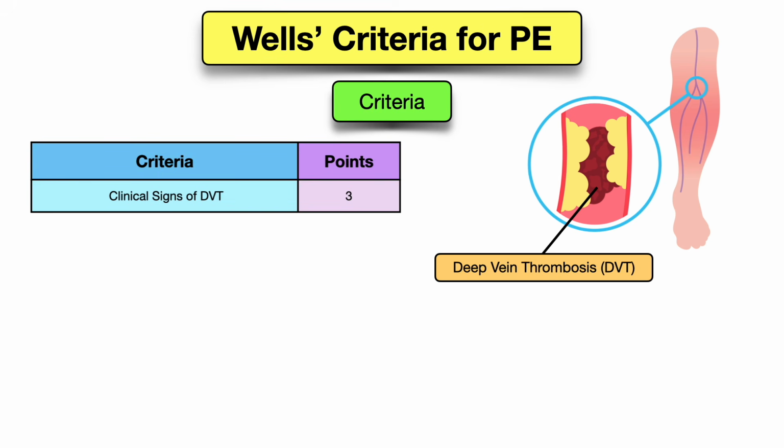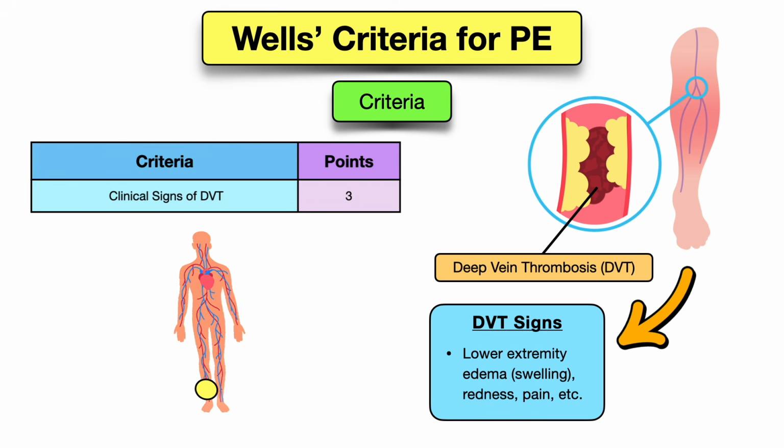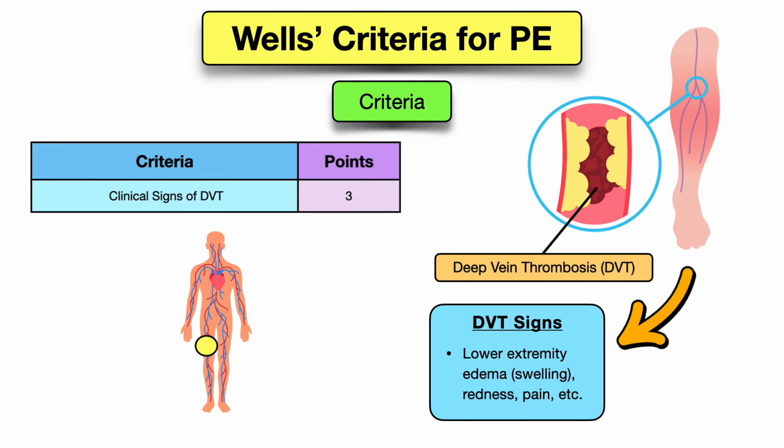A DVT stands for deep vein thrombosis, which is a blood clot that forms in a deep vein, typically in the leg. You may see leg swelling, redness, or calf pain to name a few. If these signs of DVT are present, then 3 points are given. Remember we said a PE is typically from a blood clot in the leg that breaks off and travels to the lung. That's why DVT is included in the criteria.